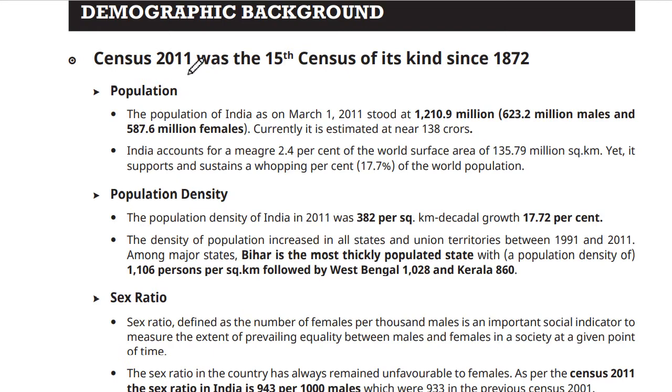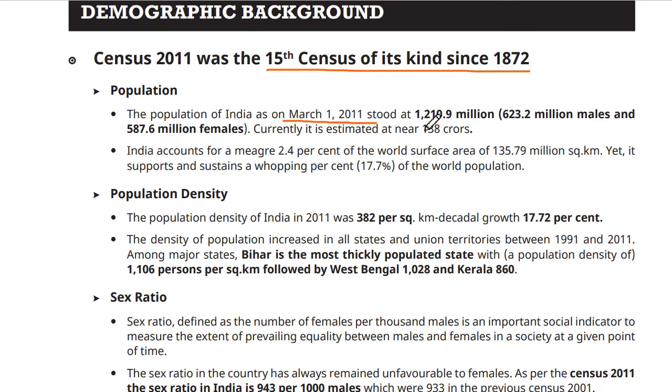Demographic background. Census 2011 was the fifth census of its kind since 1872. The population of India as on March 1, 2011 stood at about 1,210.9 million, 623.2 million males and 587.6 million females. Currently, it is estimated at near 138 crores. India accounts for a mere 2.4% of the world's surface area of 135.79 million square kilometers, yet it supports and sustains a whopping 17.7% of the world population.